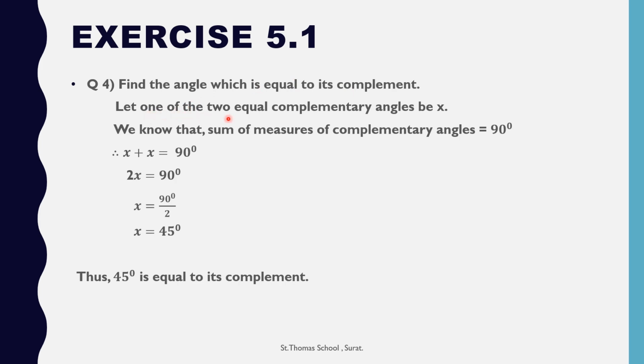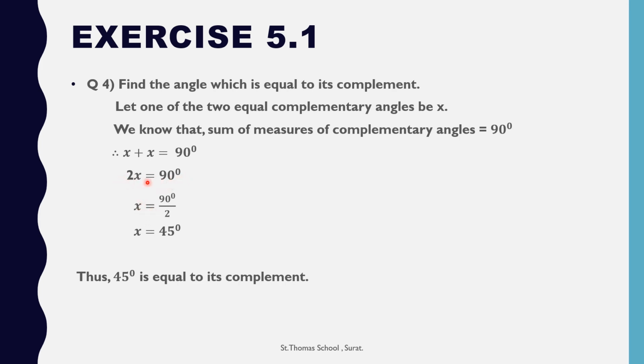So let one of the two equal complementary angles be x. So angle and its complementary angle are equal, so we have taken both the angles as x. We know that the sum of measures of complementary angles is 90 degree. So we can write x plus x is equal to 90 degree. x plus x, that is 2x is equal to 90 degree. So x is equal to 90.